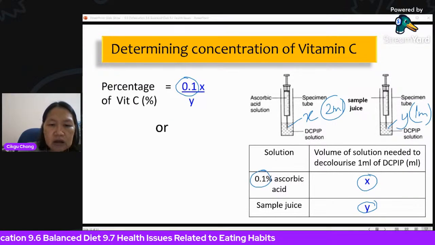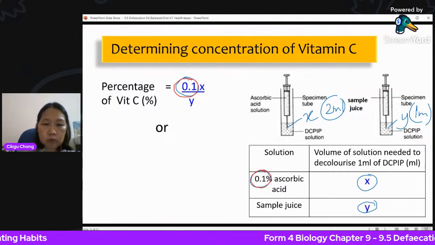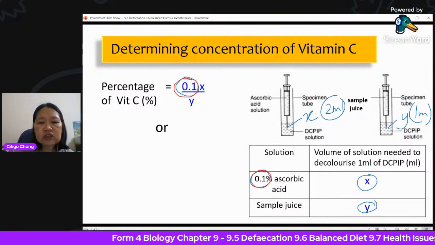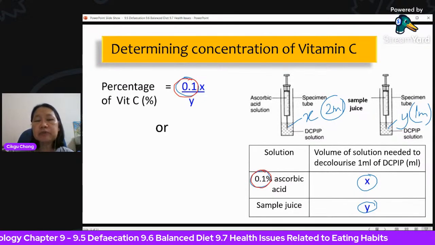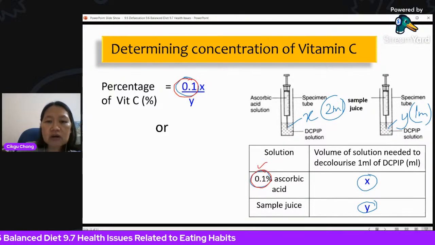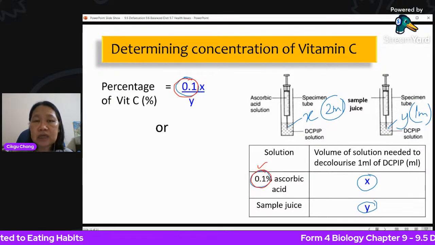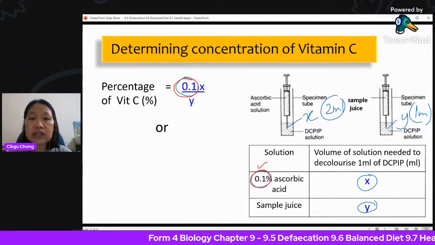This is called the concentration of the ascorbic acid. So if your ascorbic acid is 0.1, you have your 0.1 here. Usually it'll be 0.1. If your ascorbic acid is a different percentage, you have to use that different percentage, maybe 0.2. It's not always 0.1. So it depends on the concentration of the ascorbic acid that's given to you. It will be stated in the question if you were to calculate this.